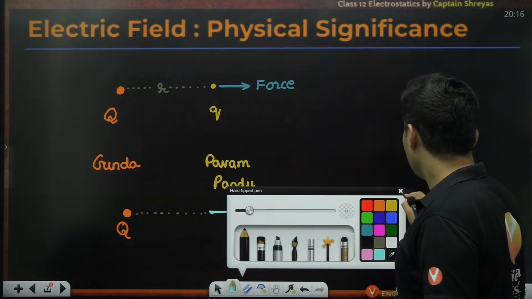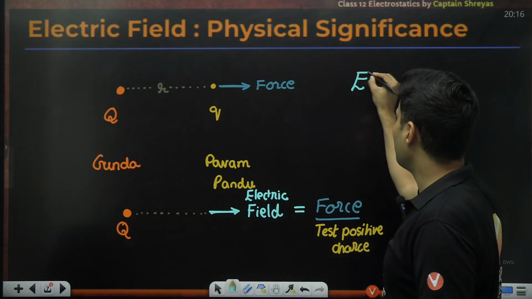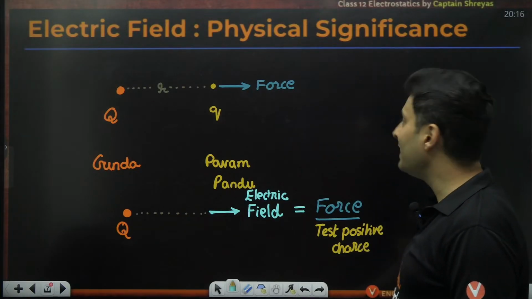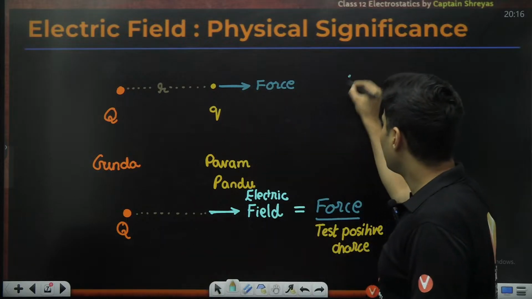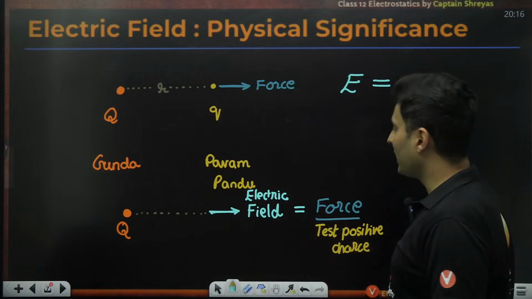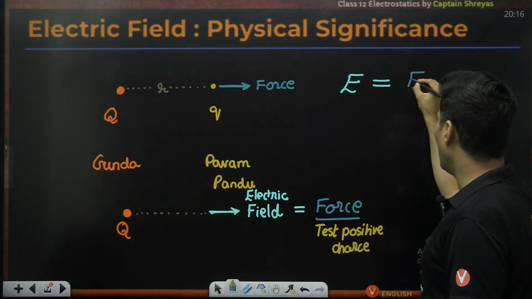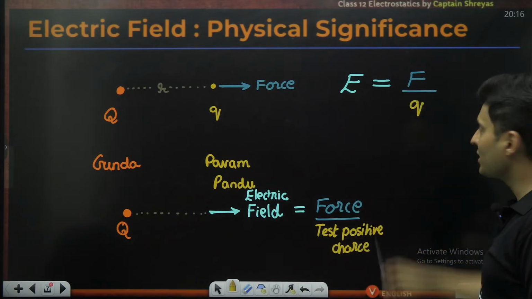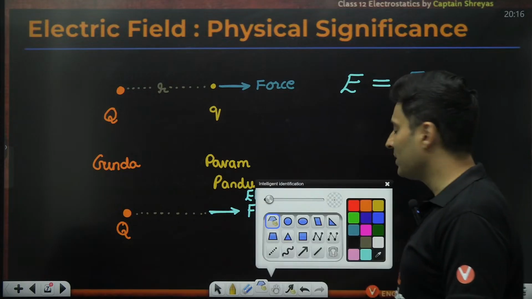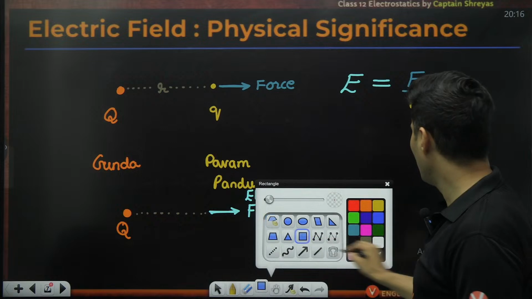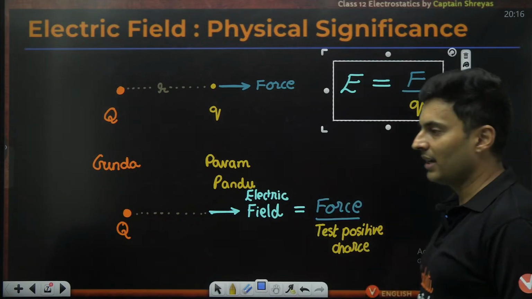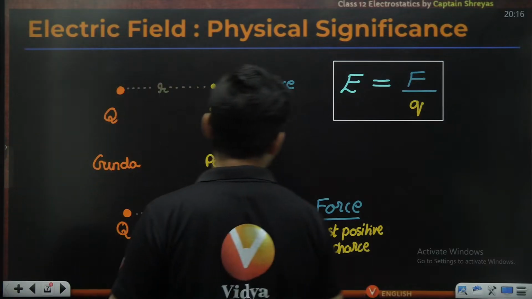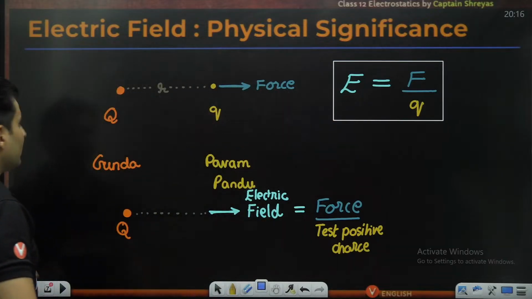So by the way, the symbol for field is E. What is the symbol for field? It is basically going to be E. So what will be the formula then? The formula for E will be nothing but the force per unit test charge. So E is equal to F by Q. That's it. This is the formula of electric field. E is equal to F by Q. This is the electric field due to capital Q charge.